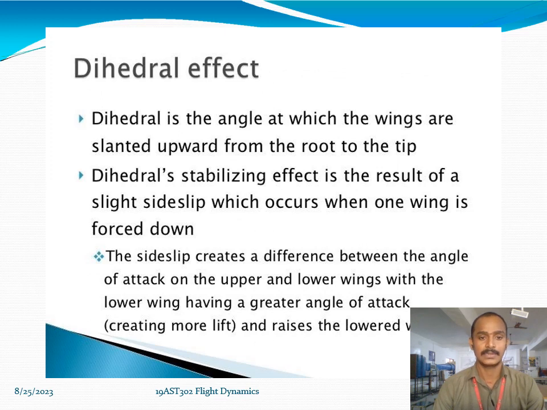So the dihedral effect is the angle at which the wings are slanted upward from the root to tip. Dihedral stability results from a slight side slip, which occurs when one wing is forced down. So the side slip creates a difference between the angle of attack of the upper and lower wing, with the lower wing having the greater angle of attack, which creates more lift and raises the lower wing.